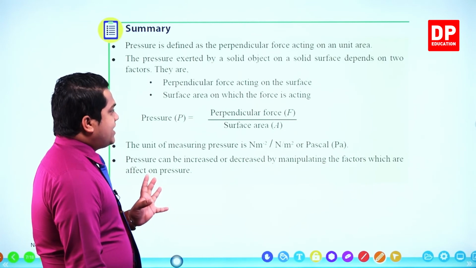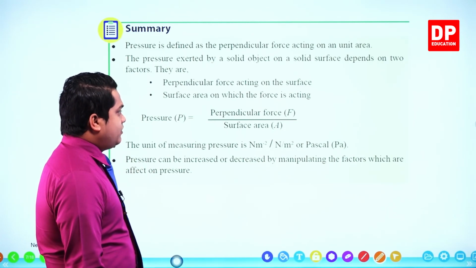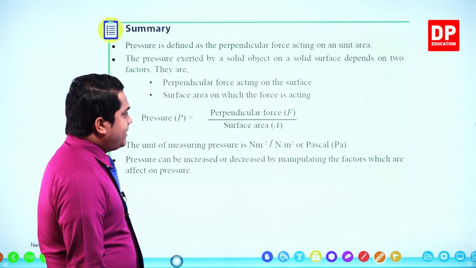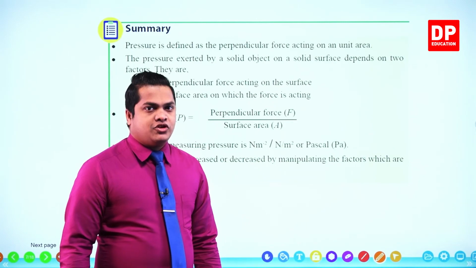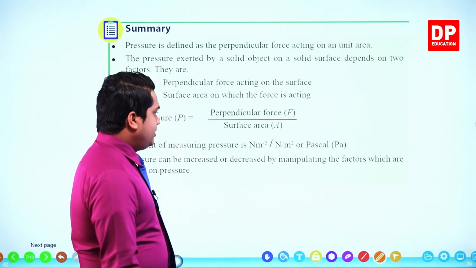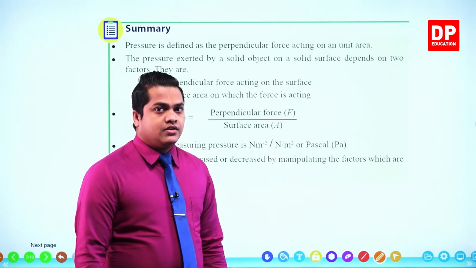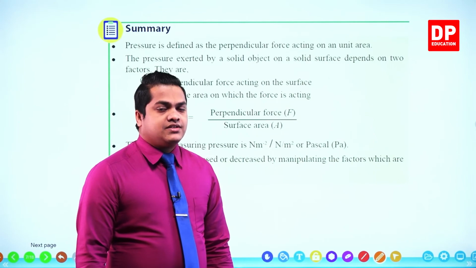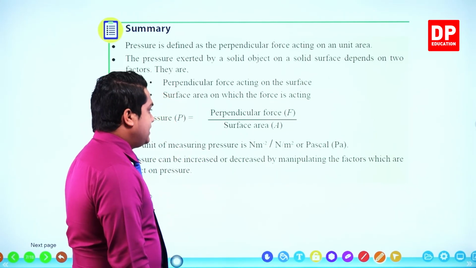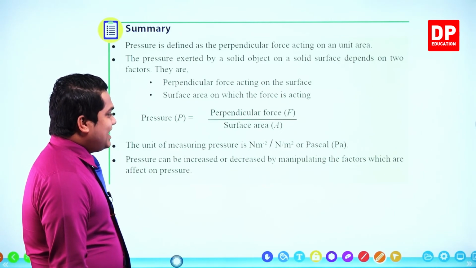Then pressure can be calculated by using the formula, right? Pressure can be calculated by using the formula: perpendicular force, which in simple terms we can call force, upon the surface area with which the force is in contact, area A. So, P is equal to F over A. This is the formula. Then the unit of measure for pressure is Nm^-2.